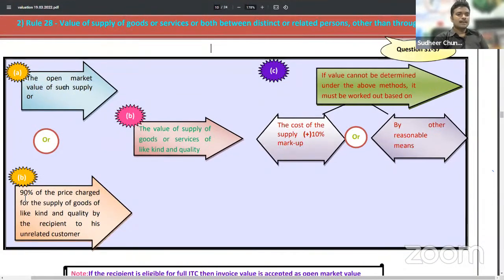Coming to the next thing. Or 90% of like kind and quality goods. Sir, open market value means the same goods to another person, for which price we are selling, we need to see. Or similar goods, like kind and quality, means not the same goods. Similar goods, for which price they are charging, into 90%. That means a 10% profit margin. Let us assume they have said it as 90% of the similar goods value. Sir, among these two, which value do I need to take? Whichever is beneficial to the supplier, that means whichever is lower generally. The lower value will be beneficial so that low tax can be paid.